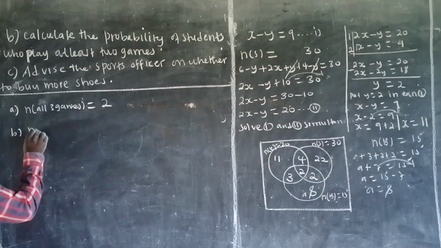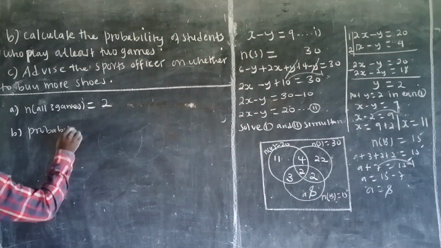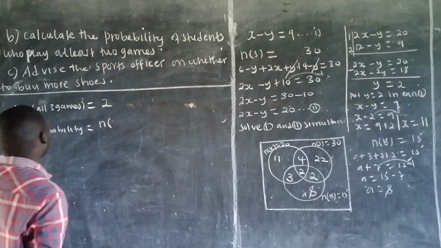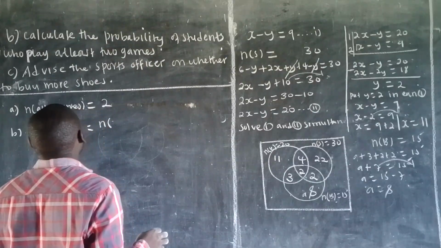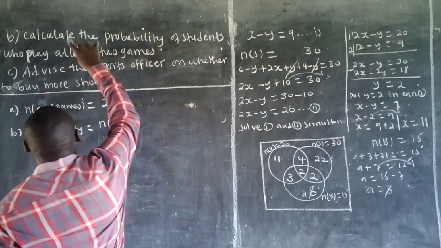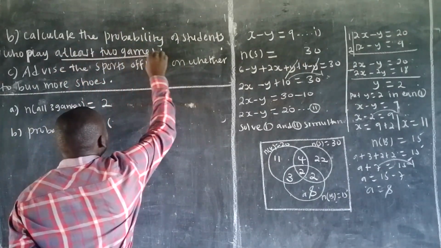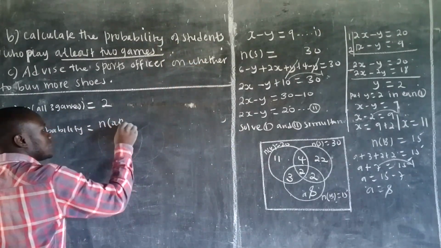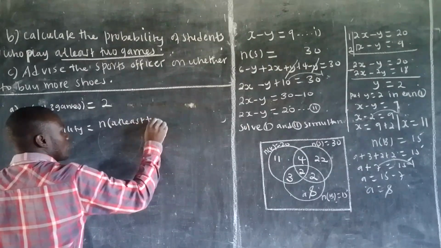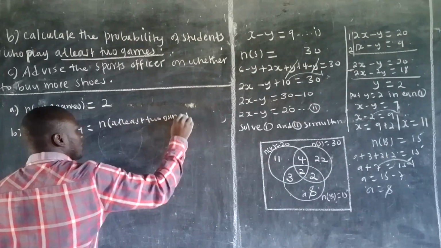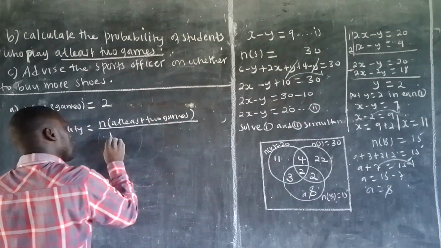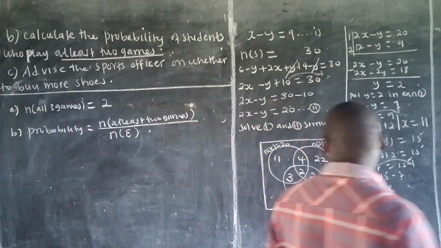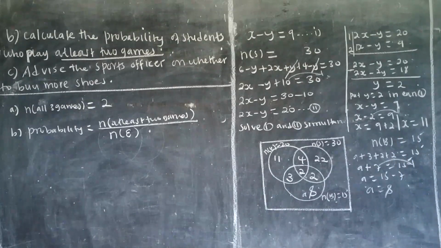So I will say probability equals the number in what they have asked for. Now what I've asked for in the question is this. You pick the set language in the question. They're saying calculate the probability of students who play at least 2 games. So that's what they've asked for. So you say number in at least 2 games. That's how we find the probability, over number in the universal. Oh, wait. Do we even have number in the universal? But it will be very easy to get.